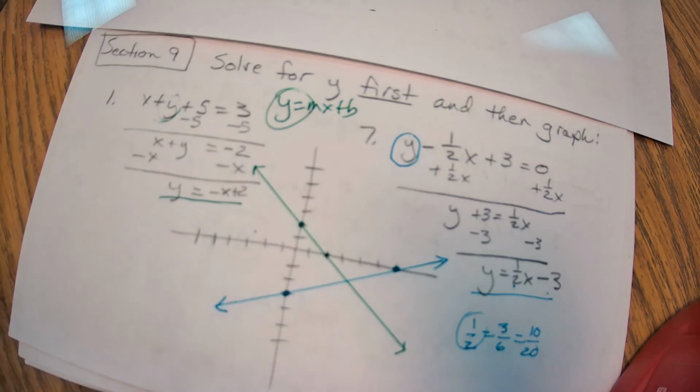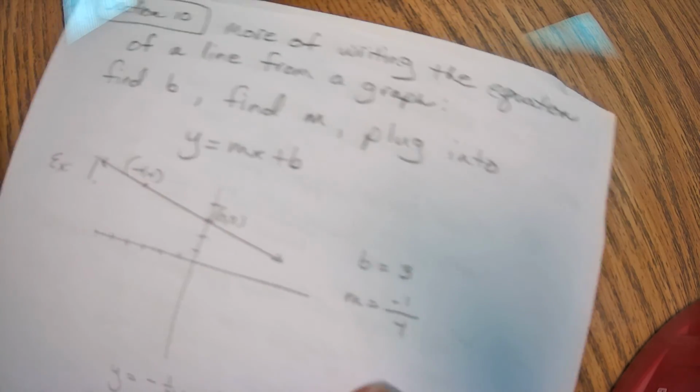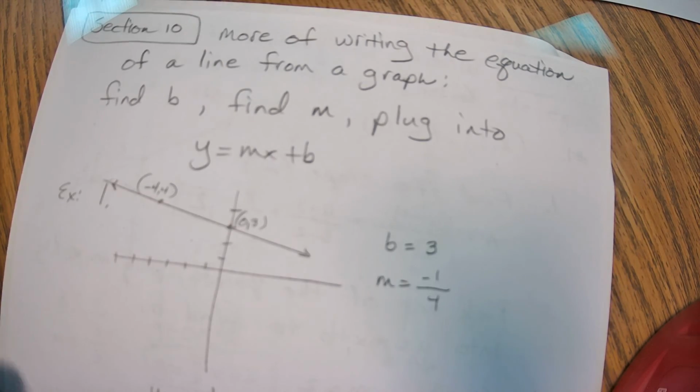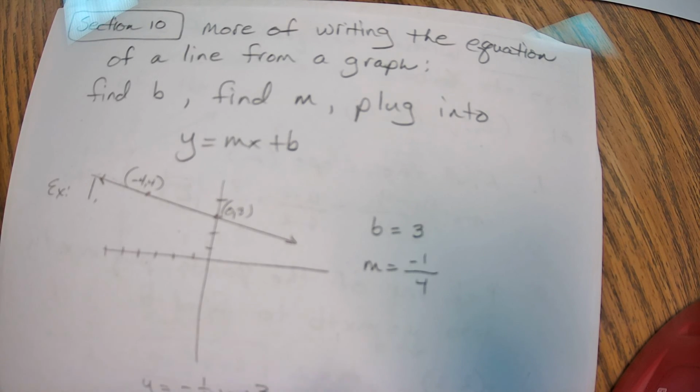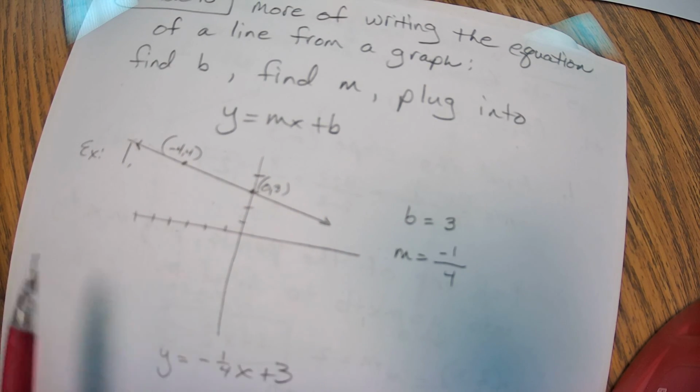So section 10 is just more of writing the equation of a line from a graph. So I'm doing number 1 for you, and I went ahead and labeled these points. You can do that if you want to. I only did it because I had a hand-drawn graph, and I wanted you to see where we were going.